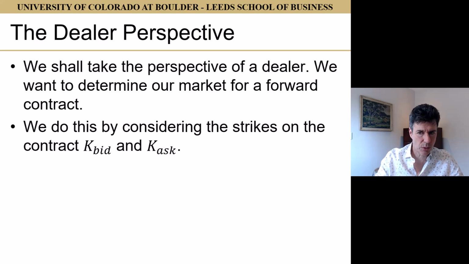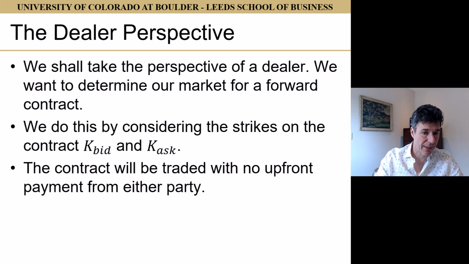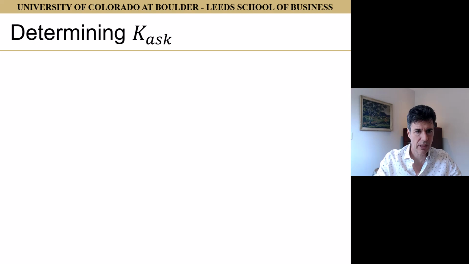The way this market's going to work is we're going to try to find out the bid strike, K bid, K is the usual notation for strike, and K ask, the ask strike. Again, the bid strike is the price at which the dealer is willing to buy, and K ask is the price at which the dealer is willing to sell. K ask is bigger than K bid. Now this contract is going to be traded with no upfront payment from either party. So we want to determine K ask, the price at which we're willing to sell.